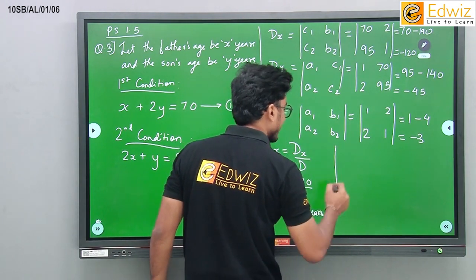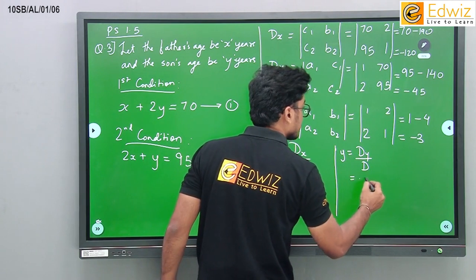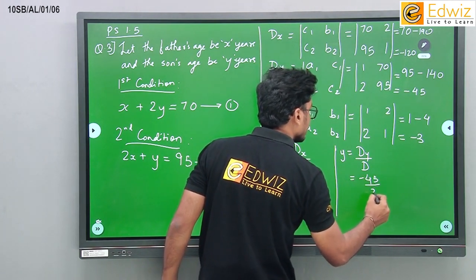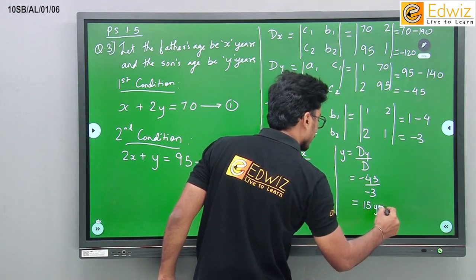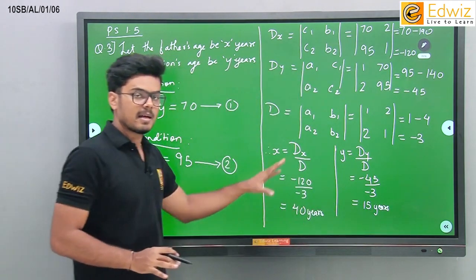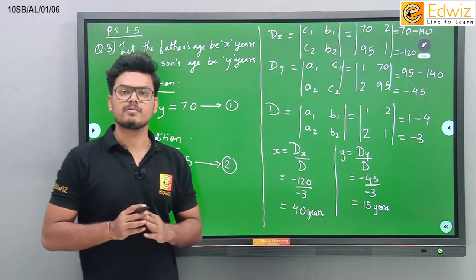Similarly, we will find out y. y is dy upon D, that is minus 45 upon minus 3, that is 15 years. Okay, so दोनों का age मिल गया. x, father's age, 40 years, y, son's age, that is 15 years.